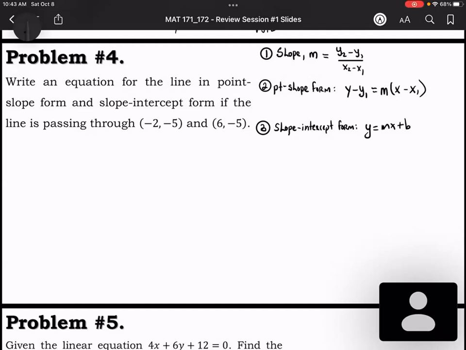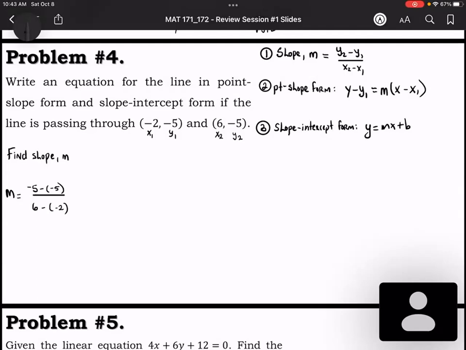All right? Okay, so those are the 3 formulas that we're going to use to solve problem 4. It's a 3-step process. First, you find the slope. The way that we find our slope m is by labeling our points and substituting them into our formula. So we have x1, y1, x2, y2, and you just plug it into your formula. So m is equal to the change in y, so it's -5 minus -5 over 6 minus -2.